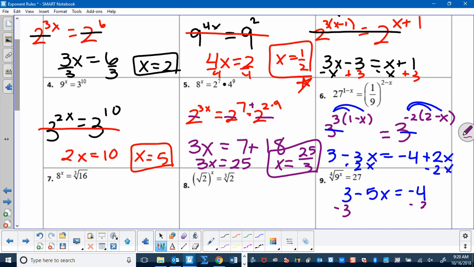Minus the 3, minus the 3. Negative 5x equals negative 7. X equals what? Positive 7 over 5. Why is it positive? Because negative divided by negative is positive. So that's the answer for number 6.